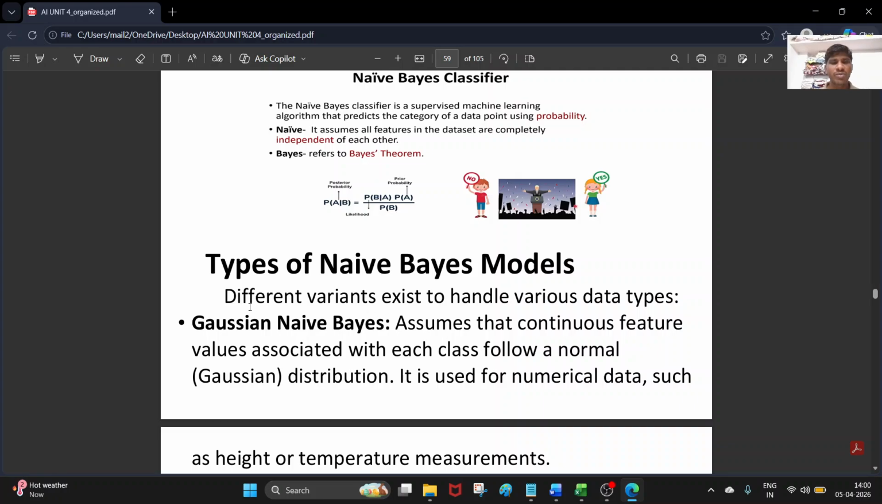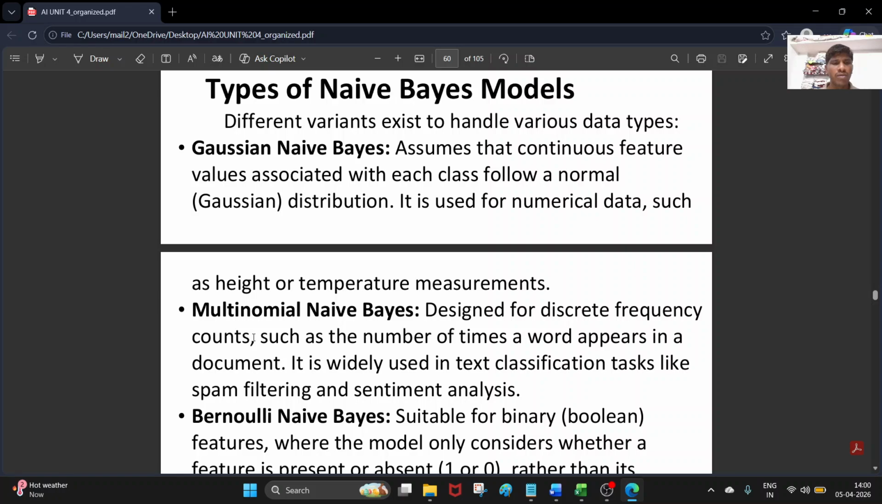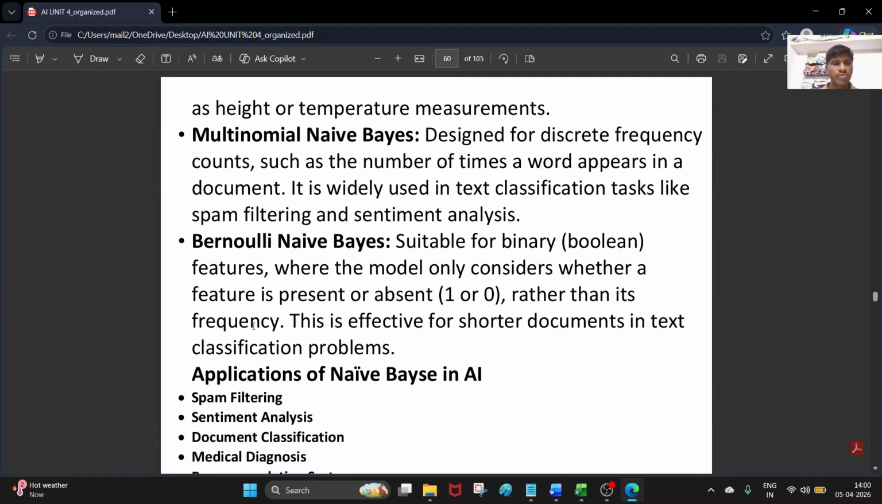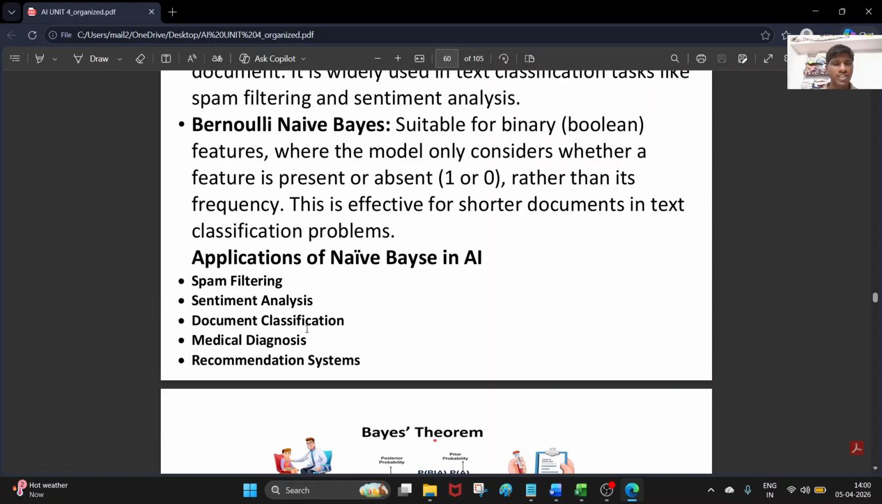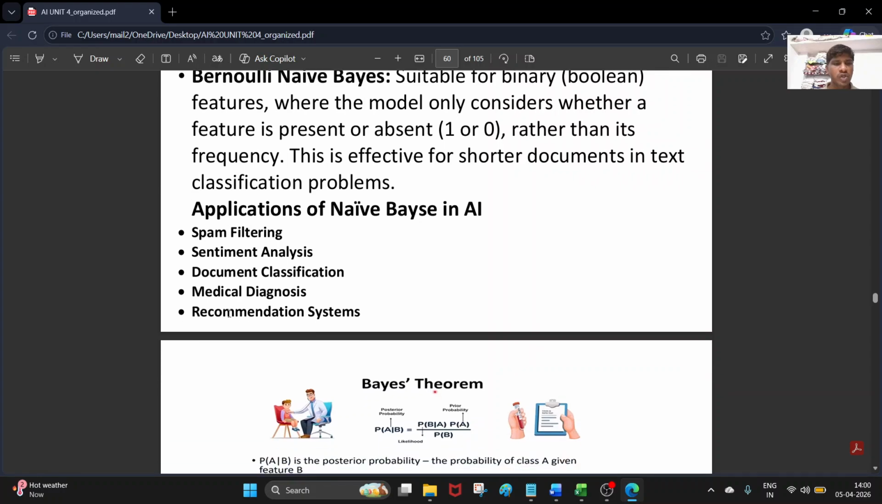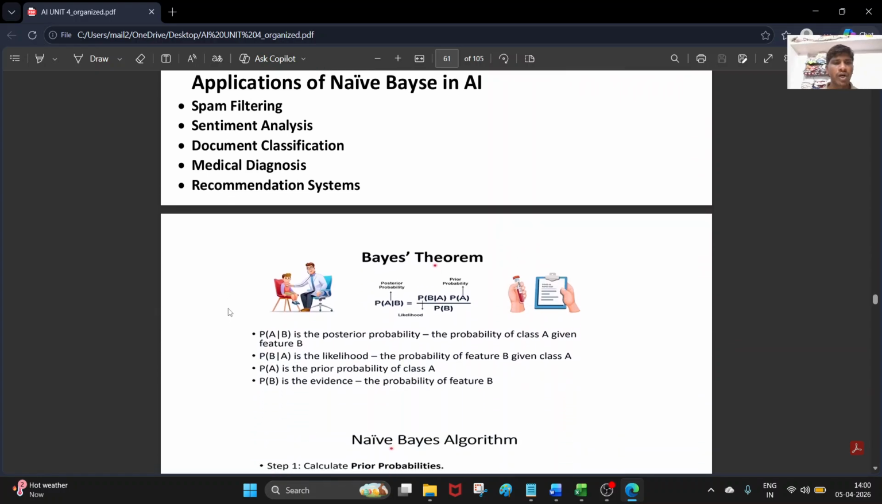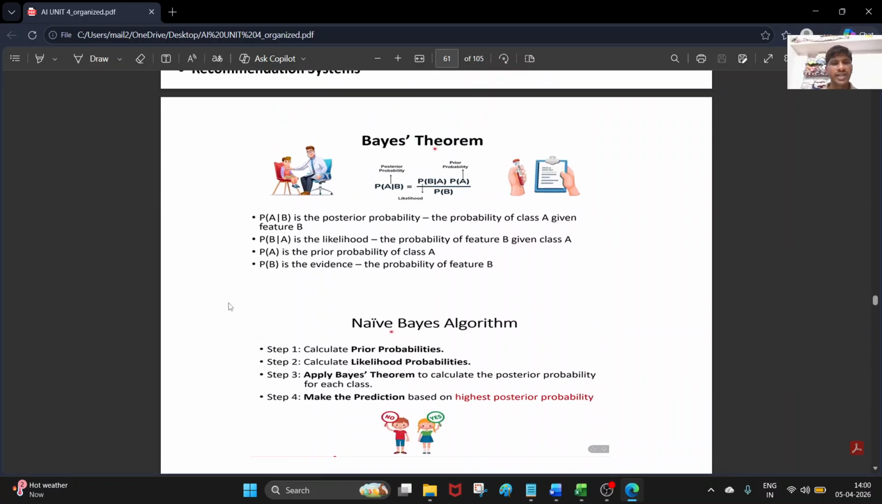The types of Naive Bayes model are Gaussian Naive Bayes, multinomial Naive Bayes, and Bernoulli Naive Bayes. Applications of the Naive Bayes model can be used in spam detection, sentiment analysis, document classification, medical diagnosis, and recommendation systems. So this is regarding the Bayes theorem.